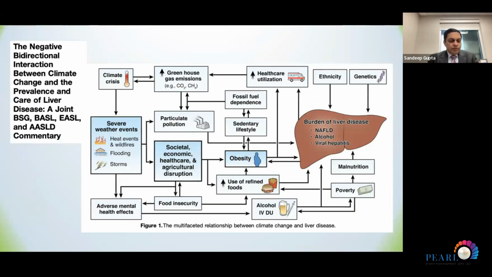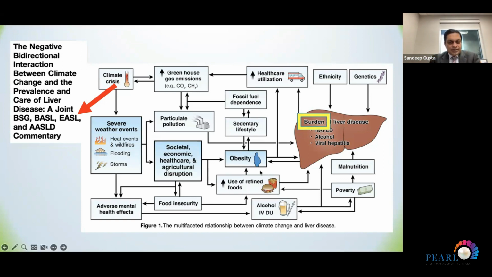This is a joint paper from the British Society for Gastroenterology, British Liver Society, European Liver Society, and American Liver Society, showing the importance of climate and environment on liver disease. So even though in the clinic we see a patient with the liver problem, a lot of things have happened in the background leading the patient to come to our clinic. And if we don't address those issues, we will be putting our head in the sand and not really paying attention to the basic reason why the patient is ending up where they are.